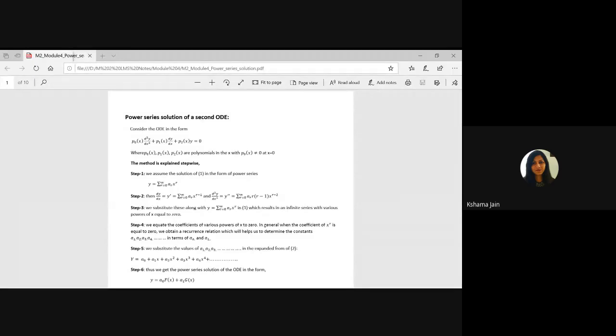Variable will be there and independent variable will be there. Having all these x, y and their derivatives is called a second order differential equation. Then finding the solution of that second order differential equation in the form of a series is the power series solution.